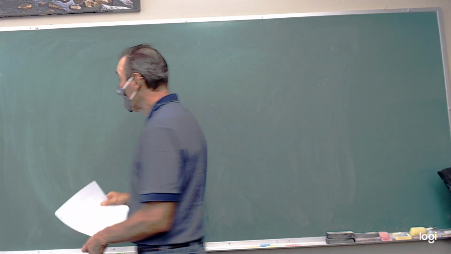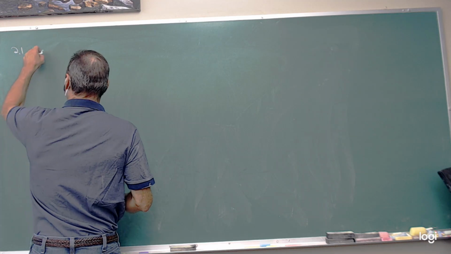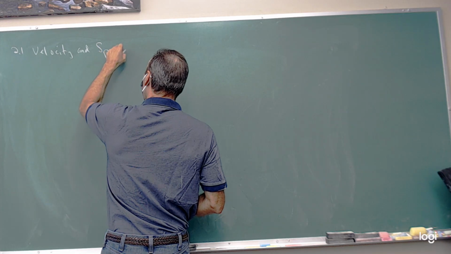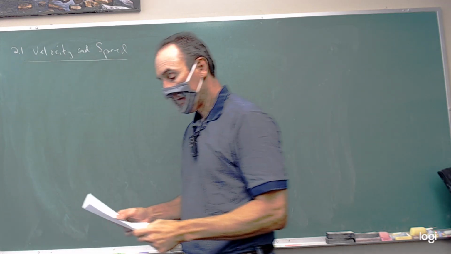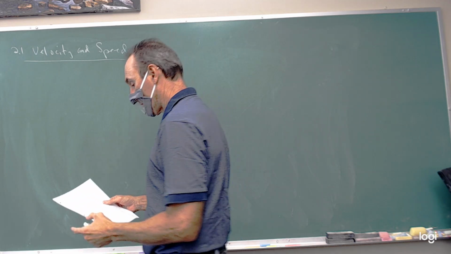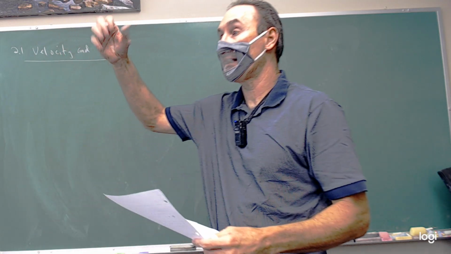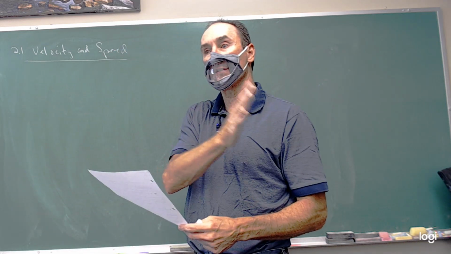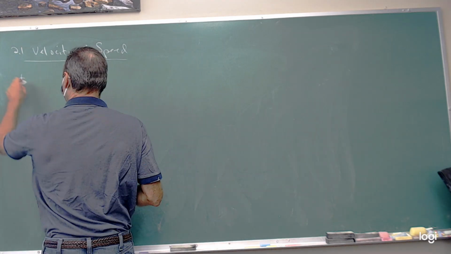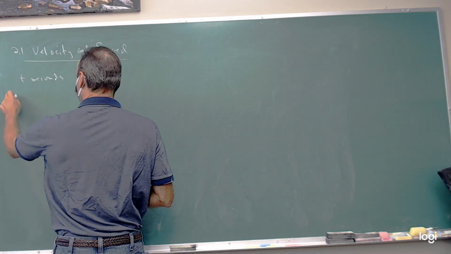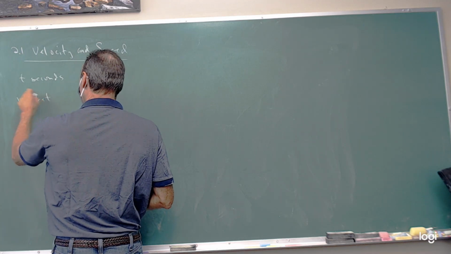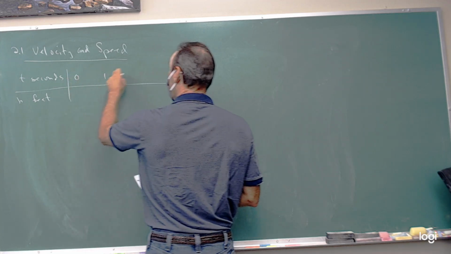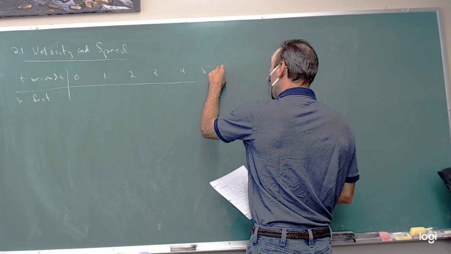So we're moving on. We're going to talk about 2.1, velocity and speed. I'm going to give you a table of values here. Imagine you toss an object up in the air, and we're just measuring its height at various time intervals. We'll have time given in seconds and height given in feet. I'm going to give you a little table that we'll refer to. So we have 0, 1, 2, 3, 4, 5, 6.